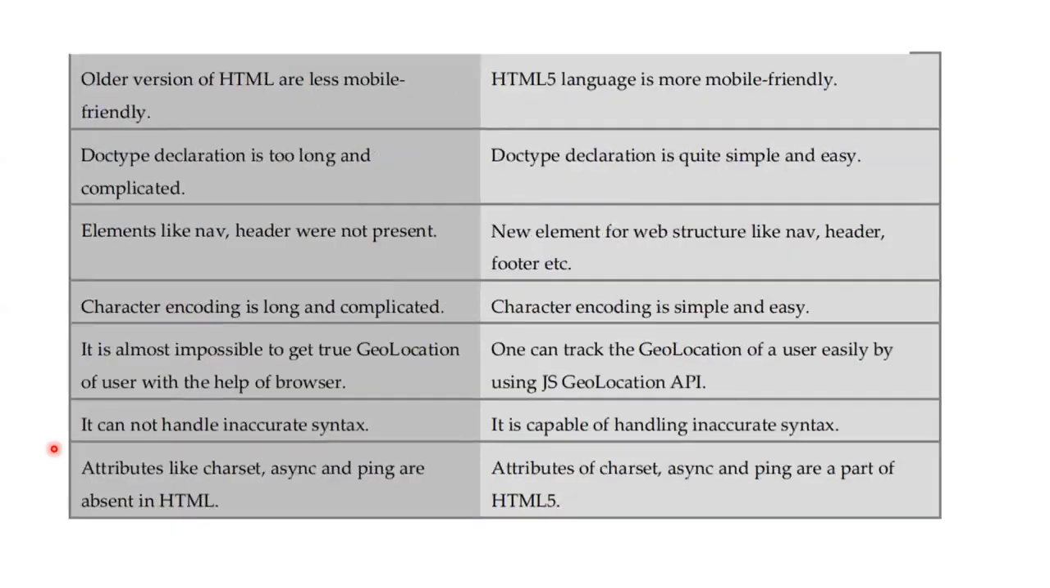HTML is much less mobile friendly, whereas HTML5 is more mobile friendly. And again, the doctype difference is also handy. And then geolocation is not possible in HTML, whereas it is possible in HTML5. These are the main differences between HTML and HTML5.